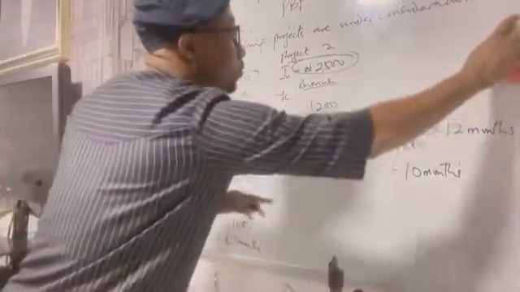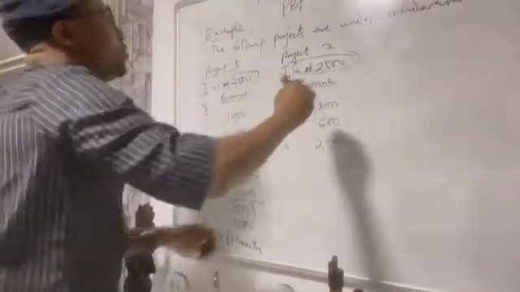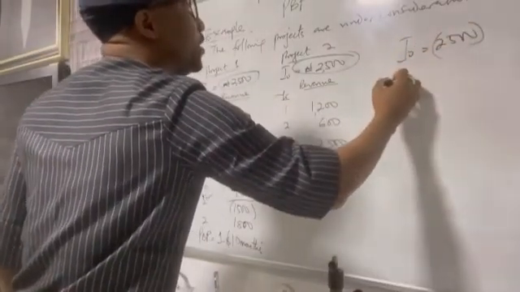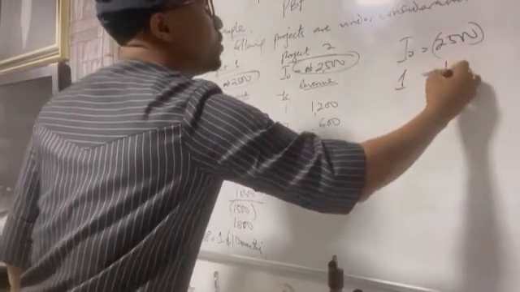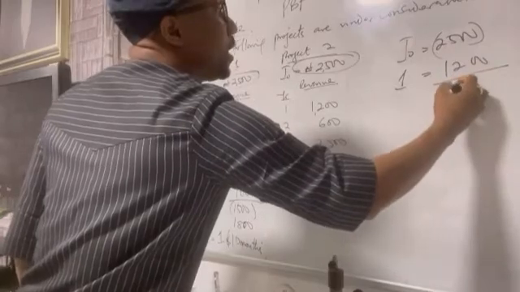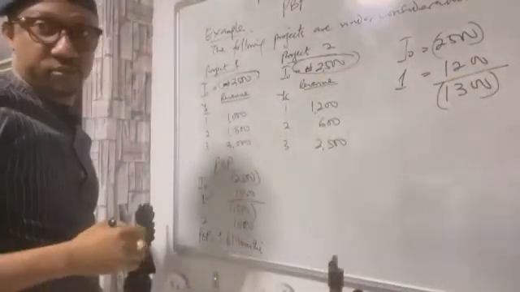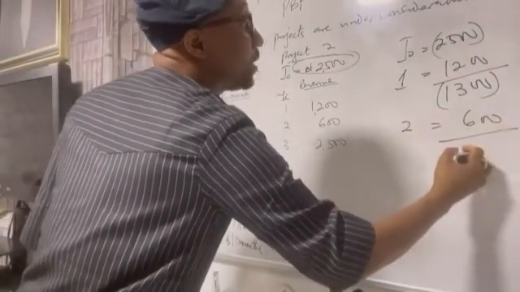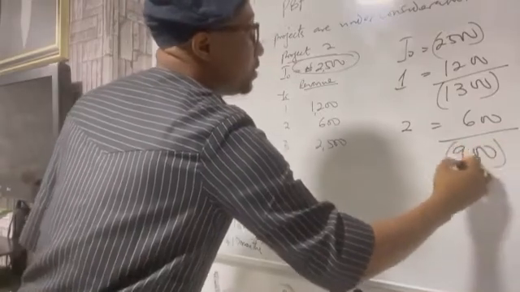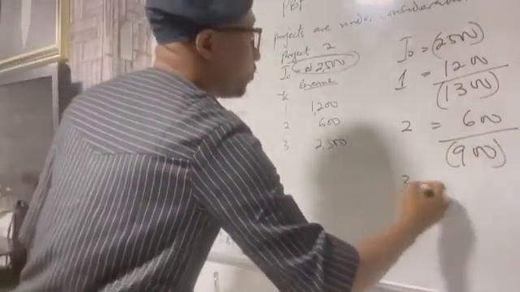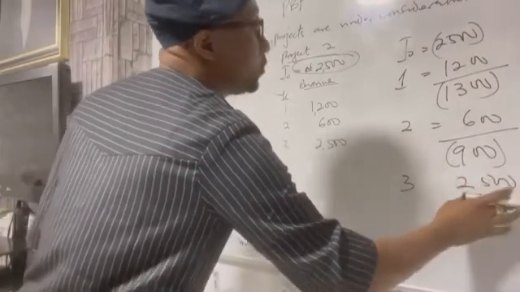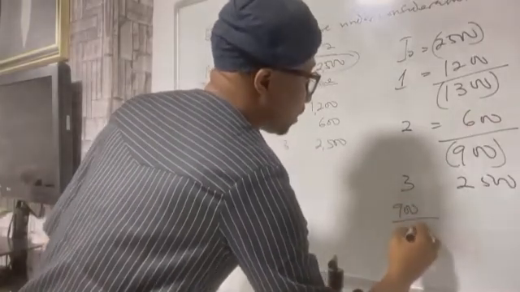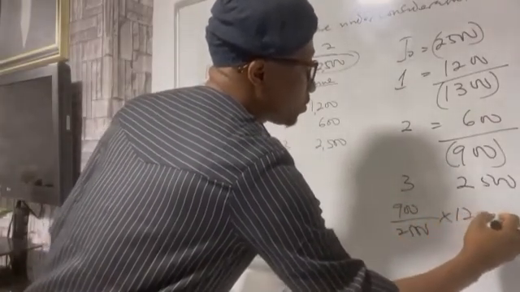For project 2, the initial cost is 2,500. In year 1, we recovered 1,200, meaning that we have a balance of 1,300. In year 2, we recovered 600, meaning that we have a balance of 900 deficit. In year 3, we recovered 2,500, which is higher than the 900. So what we do is to divide 900 by 2,005 and multiply by 12 months that make up a year.